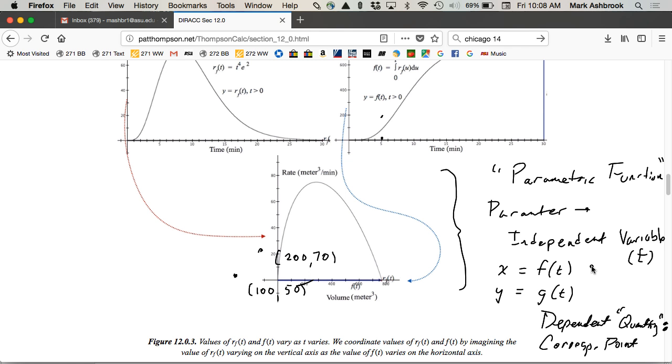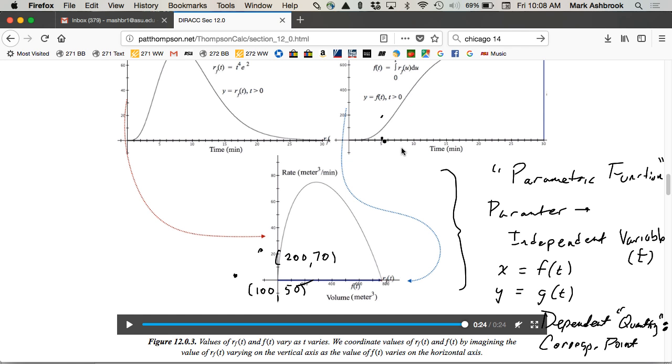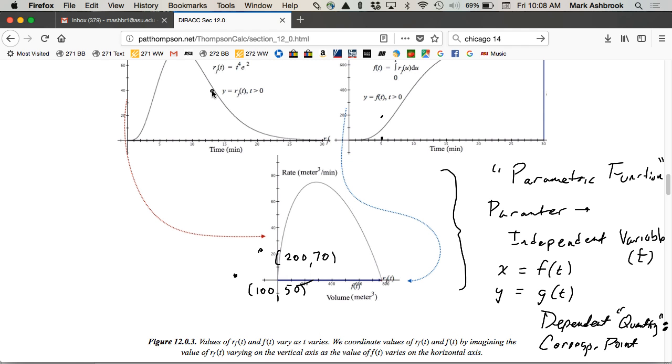Isn't this essentially just finding r sub f of the inverse of f of t? Okay, yeah, exactly. So he's thinking if you did the inverse of f, that would be time as a function of volume. And then you could put that time as a function of volume into the rate, and you'd be getting rate as a function of volume. Then the independent variable would be the volume.